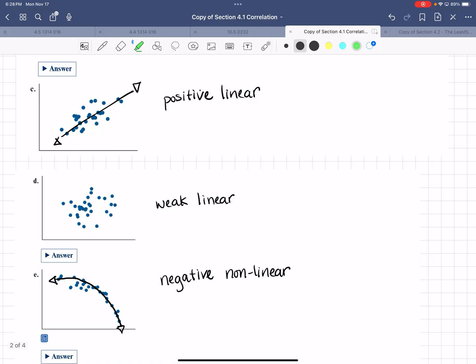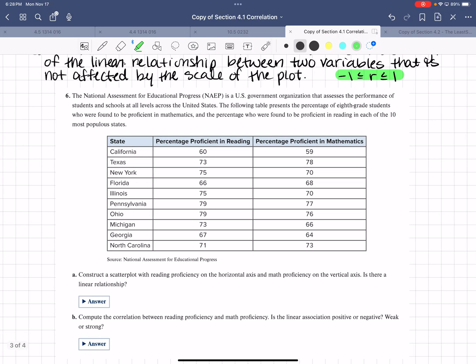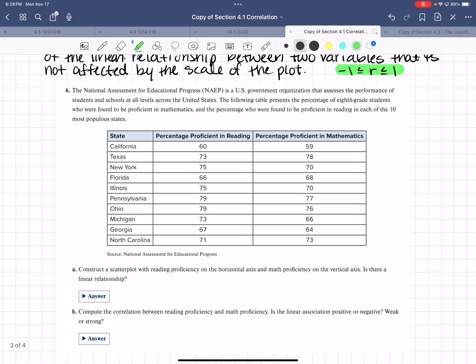Okay, so let's look at number 6. The National Assessment for Educational Progress is a U.S. government organization that assesses the performance of students in schools at all levels across the United States. The following table presents the percentage of 8th grade students who were found to be proficient in mathematics and the percentage who were found to be proficient in reading in each of the 10 most populous states.